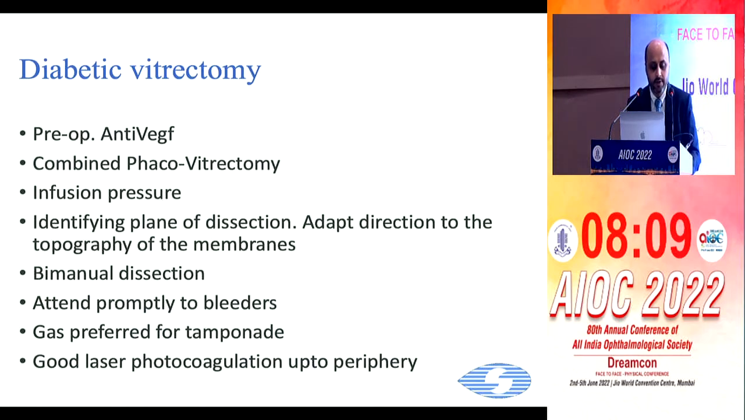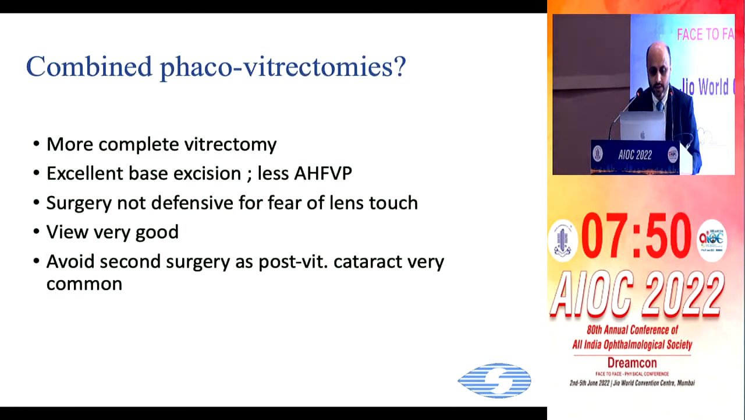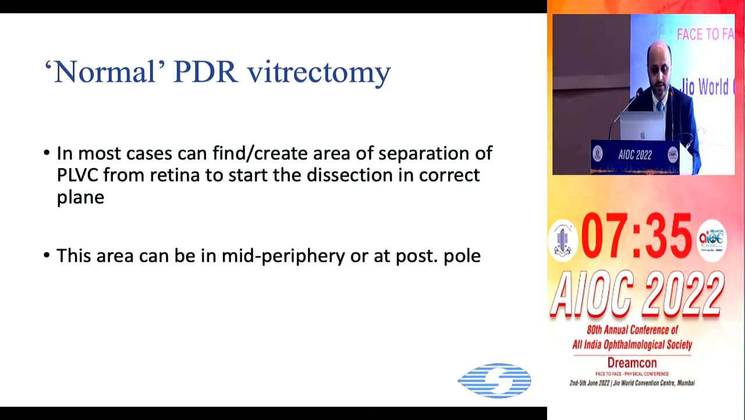When we come across diabetic vitrectomy, these are the points which are highlighted, and we need to go one by one and understand. Pre-op anti-VEGF is one of the most commonly used platforms, used extensively, and it makes the field quite bloodless and atraumatic. Combining phacoemulsification with diabetic vitrectomies is a good idea because you can very easily tackle anterior prolifs, and it also gives us a good base excision and a good view to tackle these membranes.